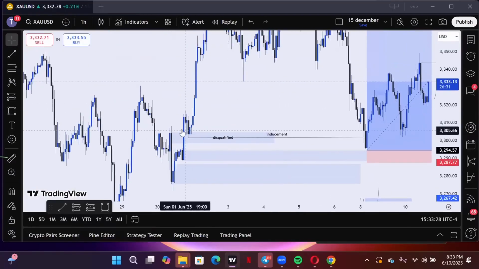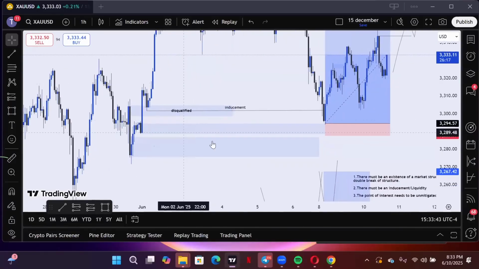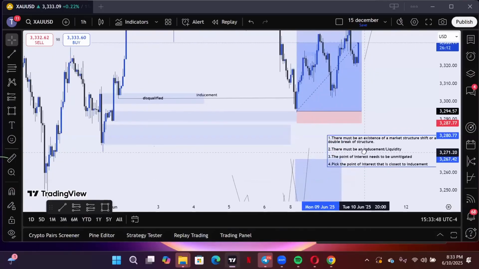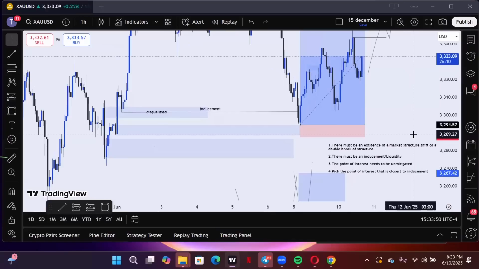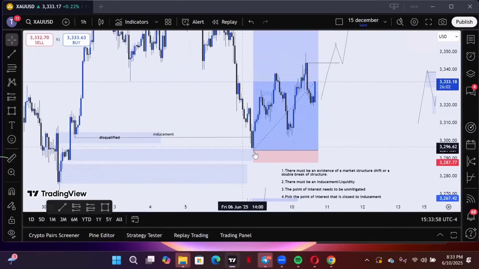After market gave me the structure shift, that's rule one, gave me my inducement, that's rule two. Thirdly, I got the unmitigated points of interest, because the one that market mitigated was this breaker, so I disqualified it. So now I'm left with this other block and this one down here. I still have two POIs that I can possibly choose from. The final rule says pick the point of interest that is closest to inducement. Between these two, the one closest to where my inducement is, is this other block. And that was why my entry for a buy was from this other block here.